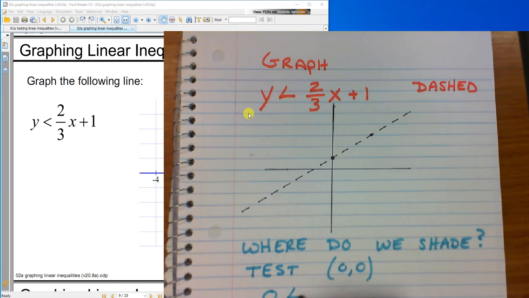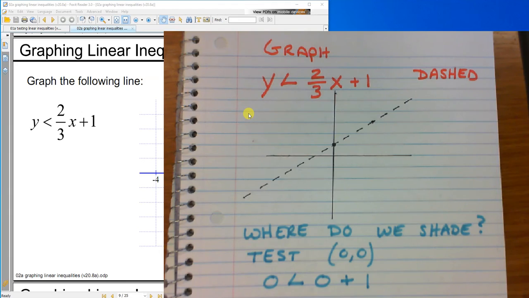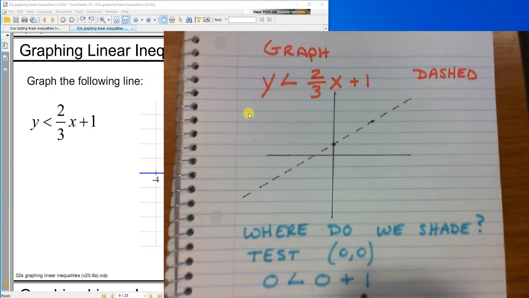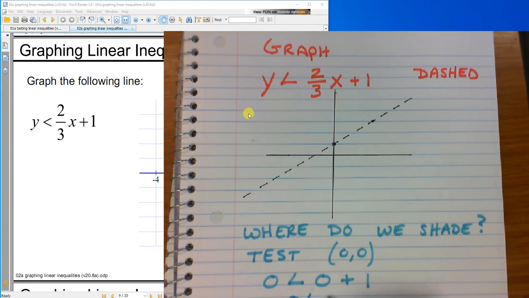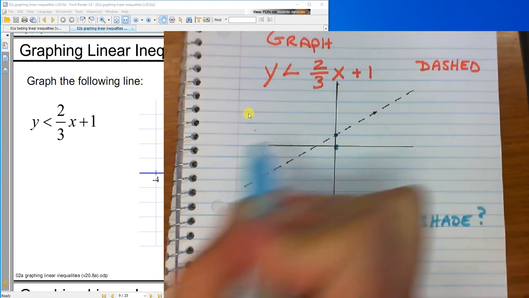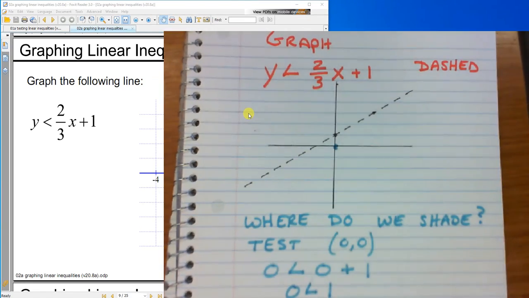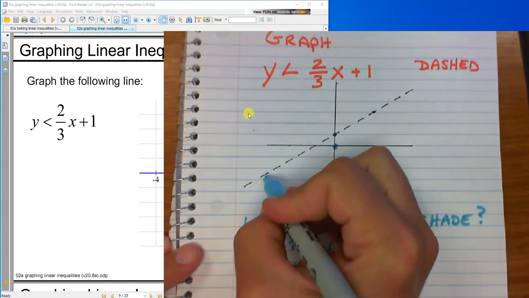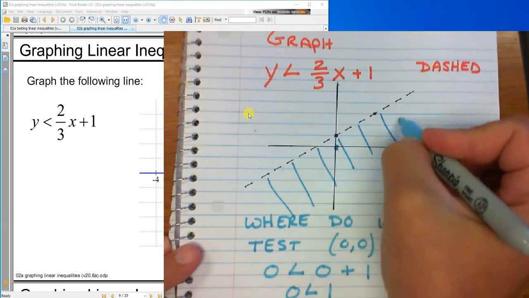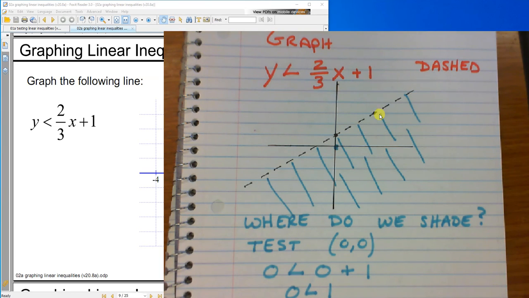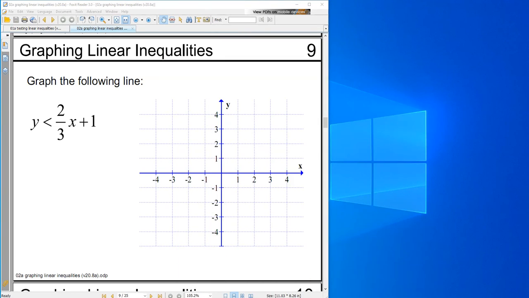Zero is less than 0 plus 1. I took that 0, 0, and I plugged it in up here. 0 is less than 0 plus 1. 0 is less than 1. That is true. So if this point is true, that means everything underneath is true. So I shade underneath the line. Everything over here is true. And that's how you do a linear inequality.